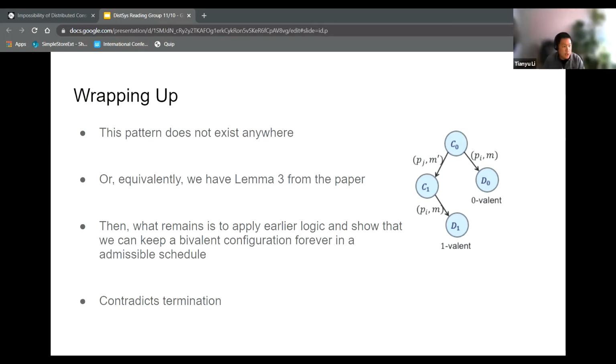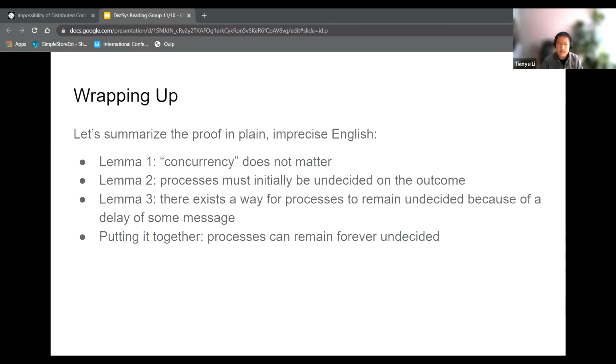So we've shown that this pattern on the right here does not exist anywhere in the system. Or equivalently, we have lemma 3 from the paper. Then it's the same logic we applied before, right? If you are an adversary and you're executing the algorithm, you're controlling the execution of the algorithm by picking which fork to go at every configuration, you just pick the one that doesn't make a decision. And you're guaranteed to always have one such fork available to you, because otherwise you will have this pattern, right? And that obviously contradicts termination, and that'll tell us that consensus is not possible in the asynchronous setting of the network.